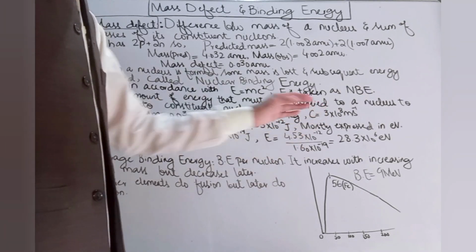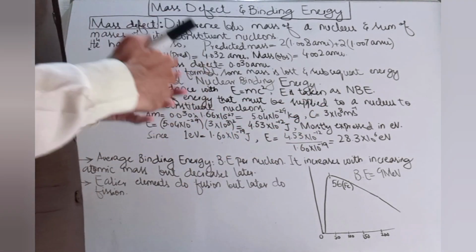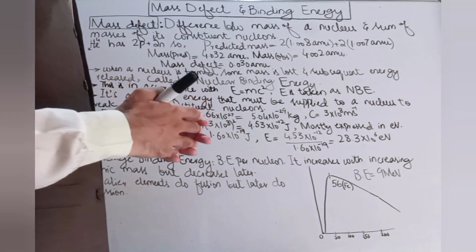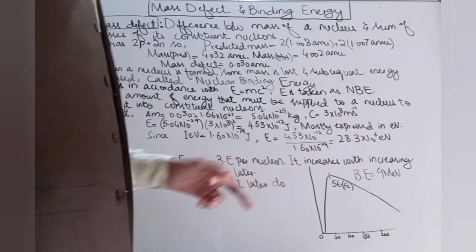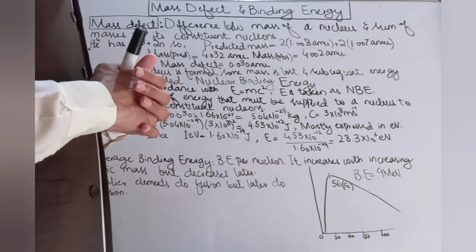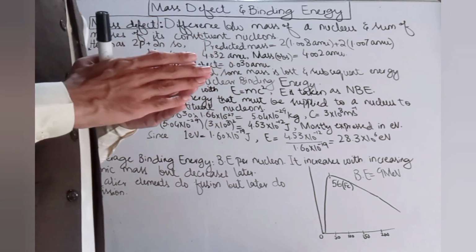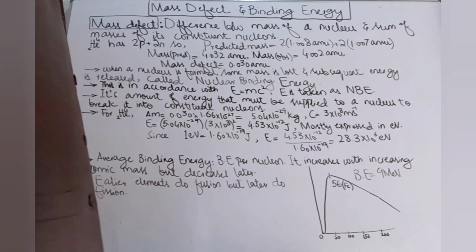And this electron volt can be converted into the mega electron volt, because 10 to the power 6 is equal to mega. So if we express this energy in the mega electron volt, that would be 28.3 mega electron volt.